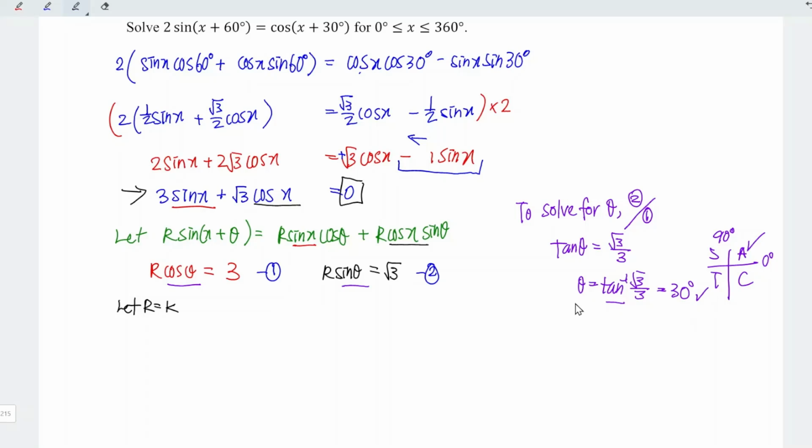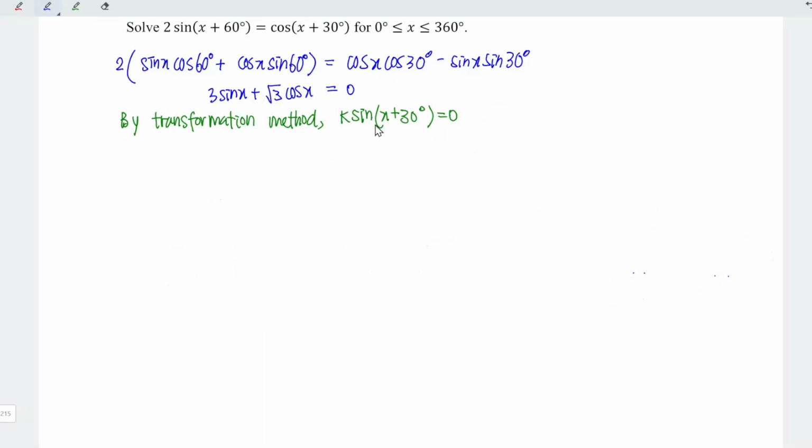Now let's substitute the theta that we obtained into the equation that we denoted. Since we let r be equal to k, we have k sine (x plus 30 degree), and this is equal to the equation that we let. By comparing, the right hand side is equal to 0. Since k times sine (x plus 30 degree) is equal to 0, sine (x plus 30 degree) is equal to 0 as well. Now let's solve for x.